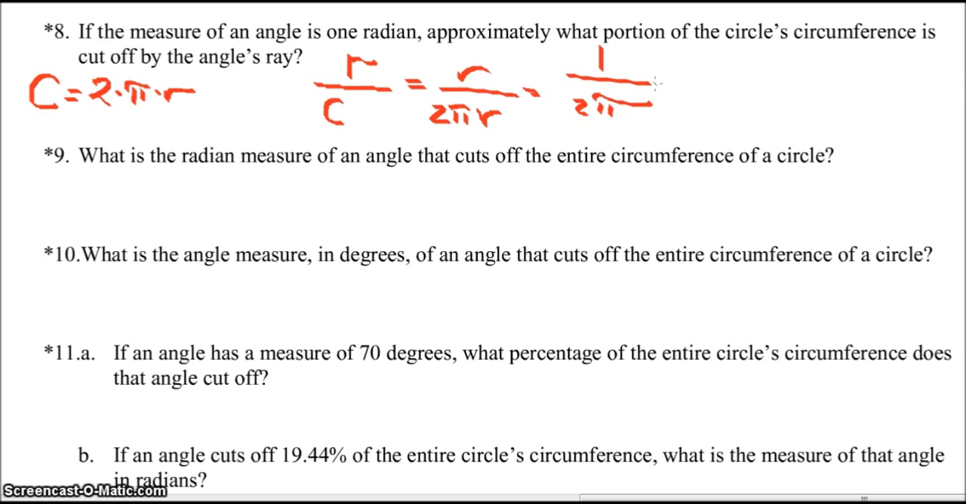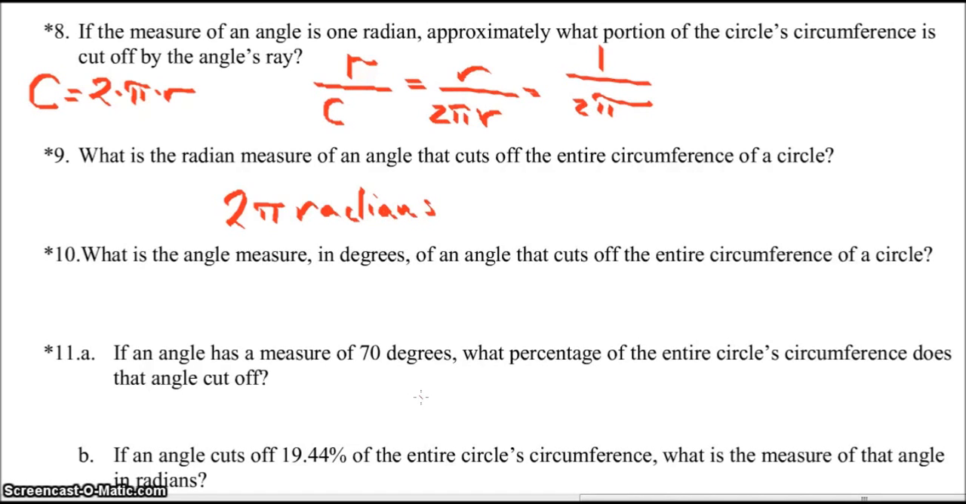What is the radian measure of an angle that cuts off the entire circumference of a circle? So if you go the entire circumference of a circle, the radian measure has to be 2 pi radians. That's just by definition, because we know that the whole circumference is 2 times pi times r, and the radian measure is just how many radii will go into the whole angle, and that's 2 pi.